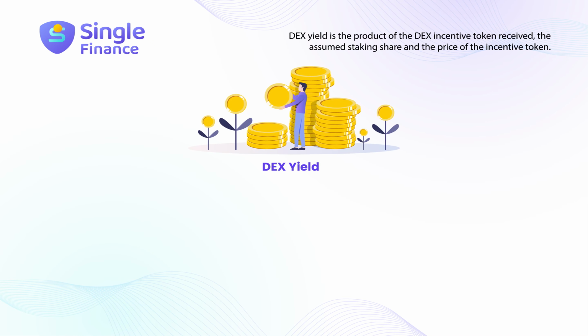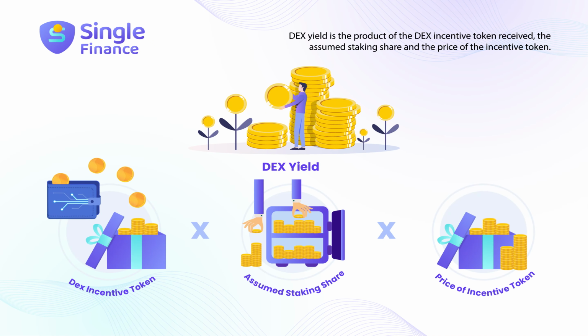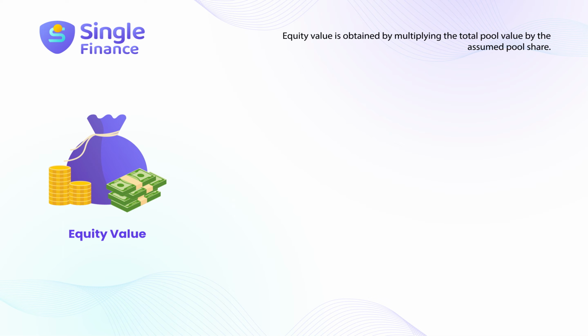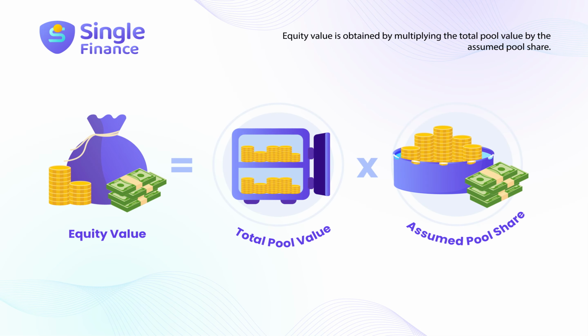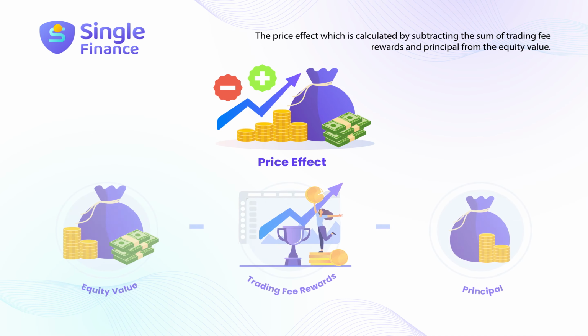DEX yield is the product of the DEX incentive token received, the assumed staking share, and the price of the incentive token. Equity value is obtained by multiplying the total pool value by the assumed pool share. The price effect is calculated by subtracting the sum of trading fee rewards and principal from the equity value.